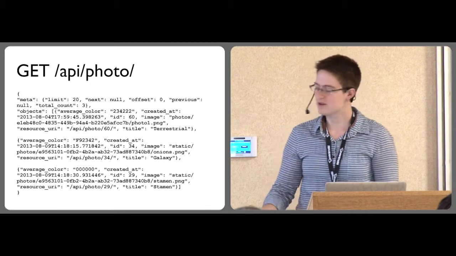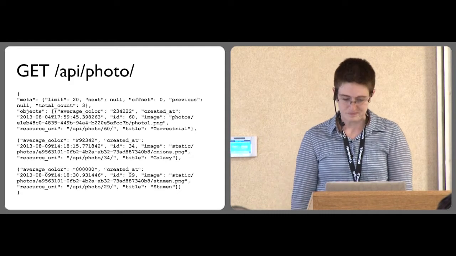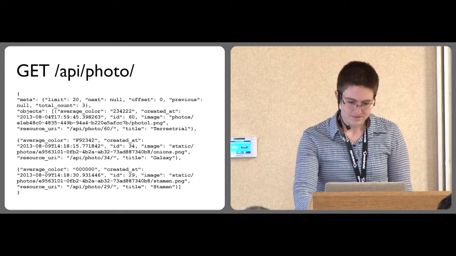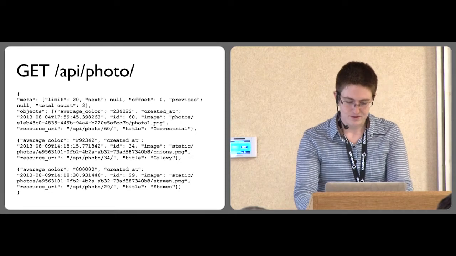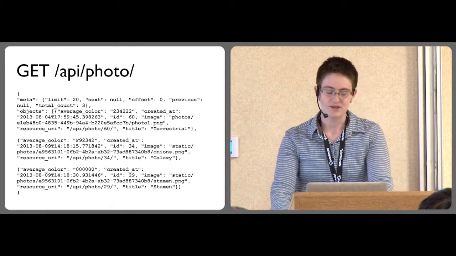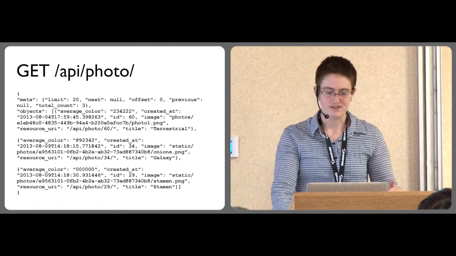So this is what you would see if you made a get request to /API/photo at this point. And you'll see these IDs later. So resource URI, the last line in each of the blobs of JSON that you see, is the resource URI, and that is a distinct URL to the photo, proving to me that this is actually a REST API.